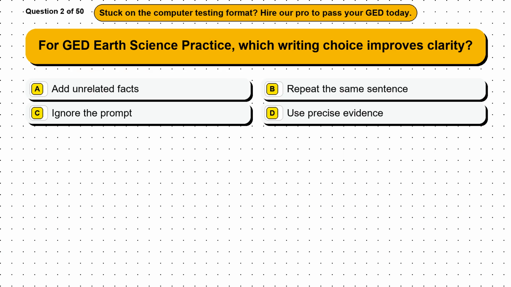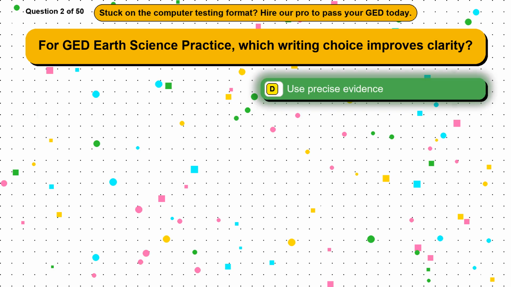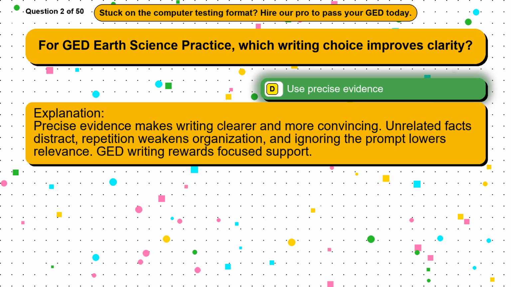Question 2. For GED Earth Science Practice, which writing choice improves clarity? Option A, add unrelated facts. Option B, repeat the same sentence. Option C, ignore the prompt. Option D, use precise evidence. The correct answer is option D. Use precise evidence. Precise evidence makes writing clearer and more convincing. Unrelated facts distract, repetition weakens organization, and ignoring the prompt lowers relevance. GED writing rewards focused support.